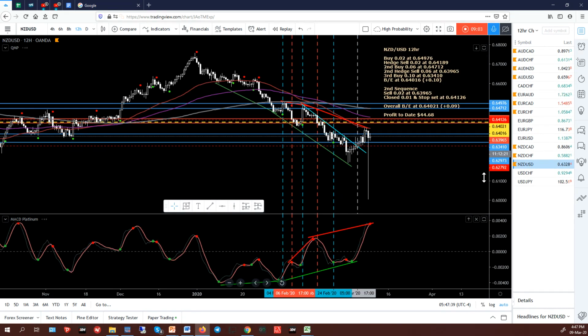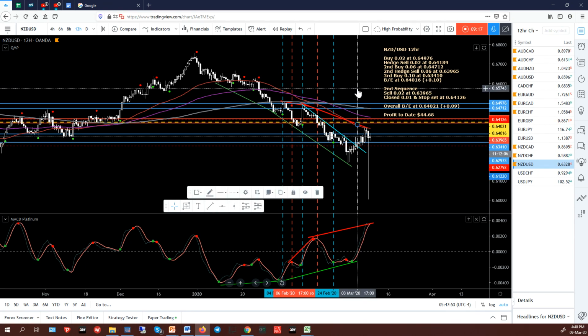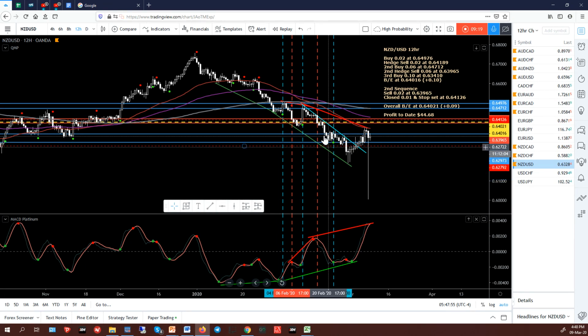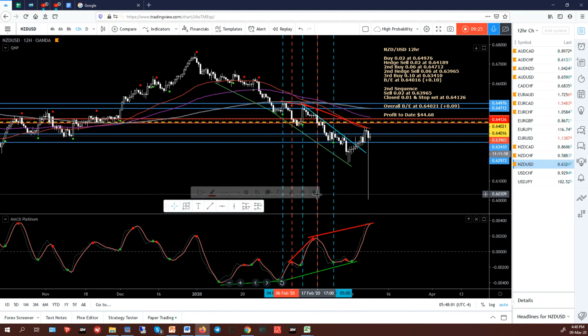New Zealand USD, what do I do here? Nothing. I was stopped out of something. I buy. Yeah. I was in a couple of sequences here, and this trade here, I just left it as a grey line. That was a buy on a trend line break here, and I thought that was going to go well, but that spike today took me out.